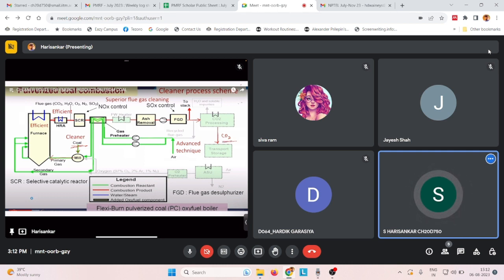So this SCR is basically a selective catalytic reactor, which will control the amount of NOx emissions, or nitrogen oxide emissions. And then you have the FGD, which is a flue gas scrubber, basically a kind of scrubber, which will control your sulfur oxide emissions. You will be able to remove ash from here, and basically clean CO2 will come out of the process. And this CO2 can be used either for any chemical process, or we can even use it for producing electricity in a turbine.